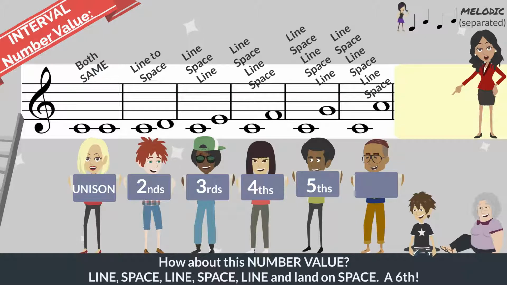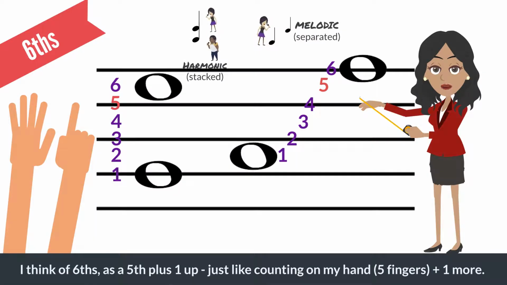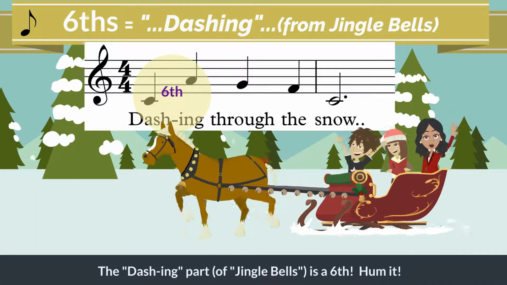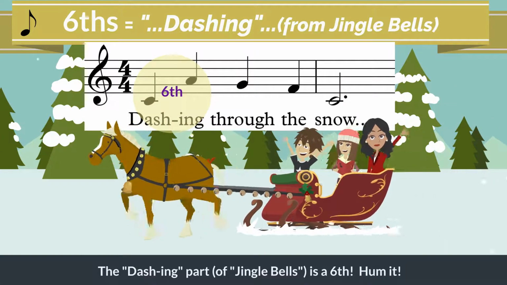How about this number value? Line, space, line, and land on space. A sixth. I think of 6 as a fifth plus 1 up, just like counting on my hand. 5 fingers plus 1 more. The dashing part of Jingle Bells is a 6. Hum it.